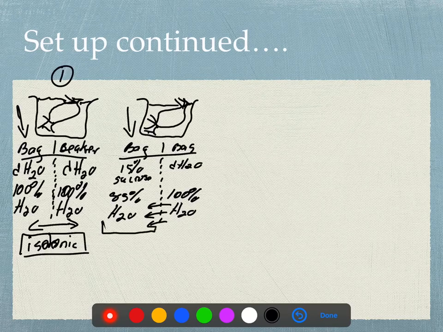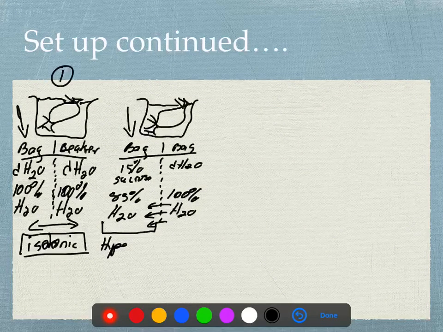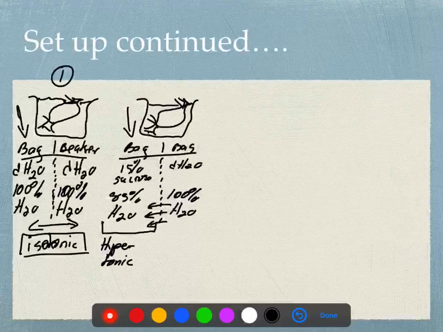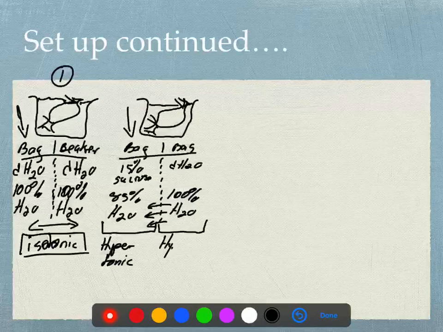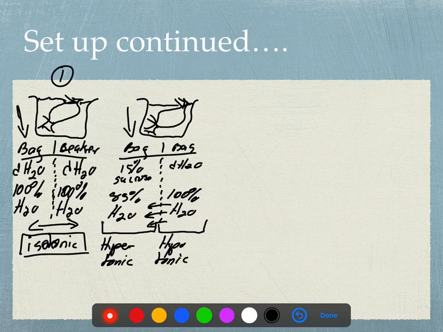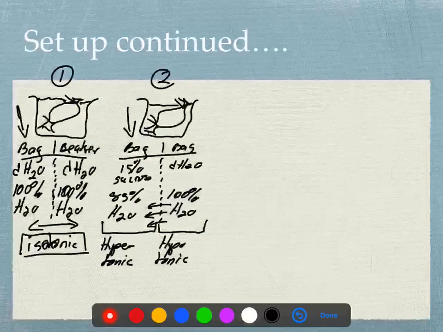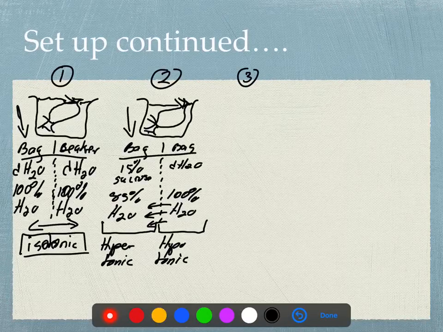So, okay, let's practice now some vocabulary. How would we describe the bag that's gaining water? We would describe it as being hypertonic. And we would describe the solution that's losing the water to the bag as being hypotonic. All right, that's bag number 2.